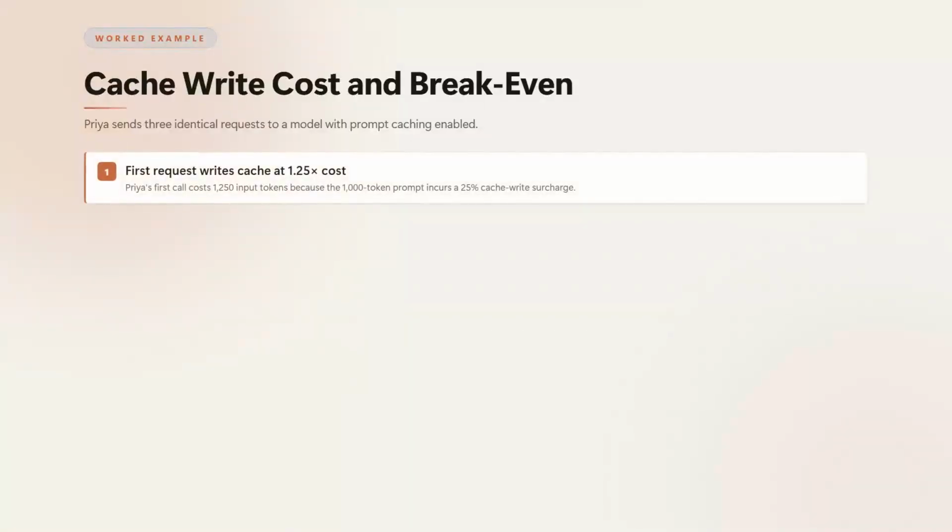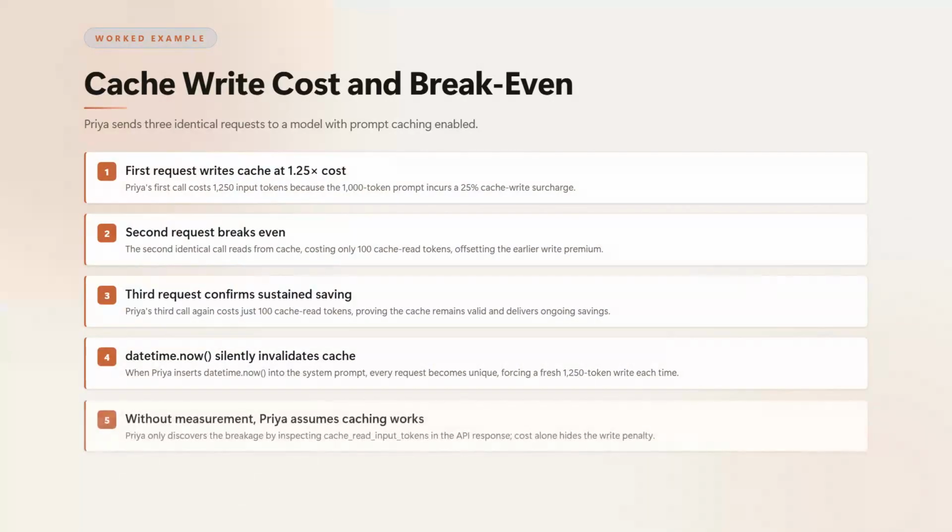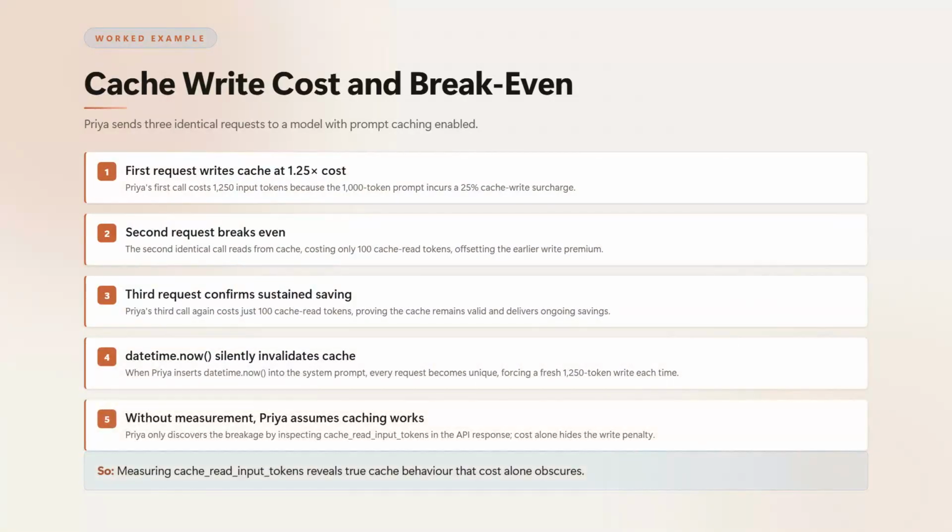Priya sends 3 identical requests to a model with prompt caching enabled. The first call costs 1,250 input tokens because the 1,000 token prompt incurs a 25% cache write surcharge. The second identical call reads from cache, costing only 100 cache read tokens, which offsets the earlier write premium and breaks even. The third call again costs just 100 cache read tokens, confirming sustained savings.